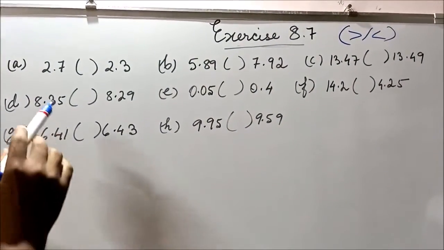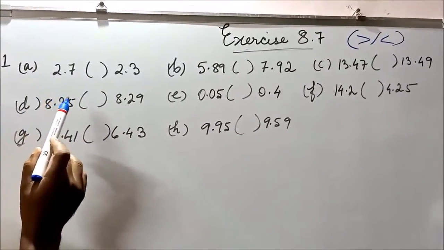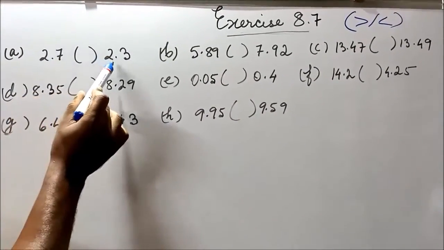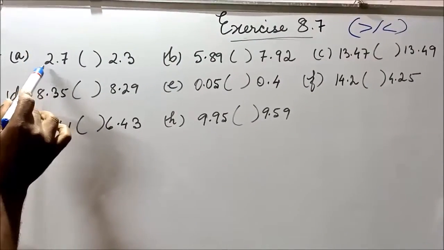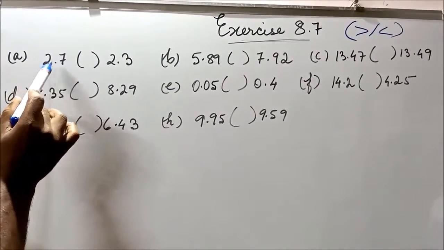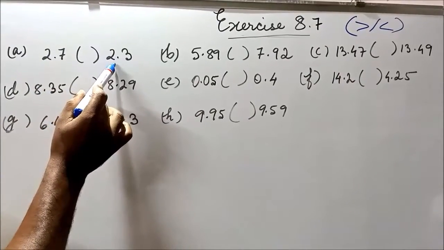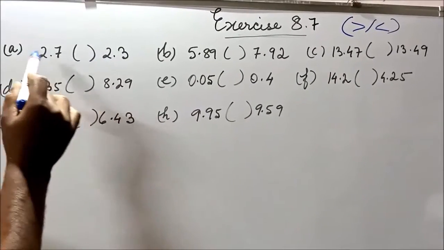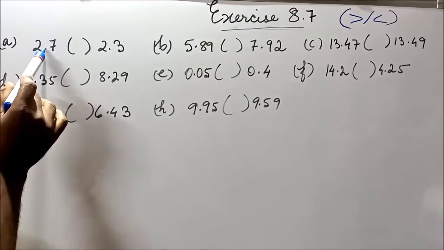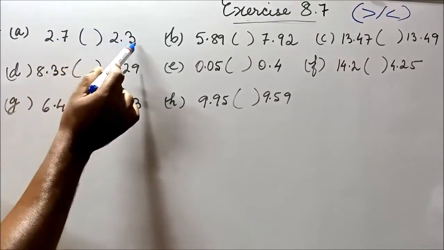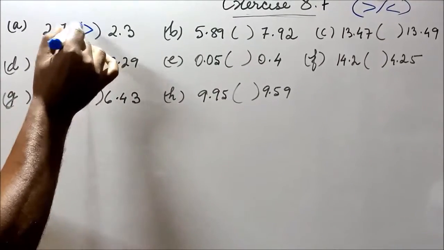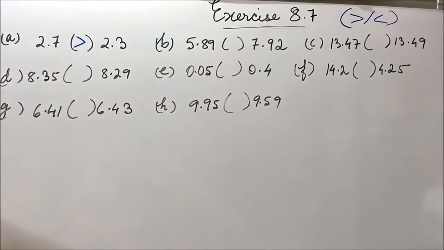Now, how to compare two decimal numbers? Here we have 2.7 and 2.3. Now first we look at the whole number part. The whole number part here is 2, and here also the whole number part is 2. That means the whole number parts are equal. We go to the decimal part now. Here is 0.7, 0.3. So 0.7 is greater than 0.3. So therefore 2.7 will be greater than 2.3.